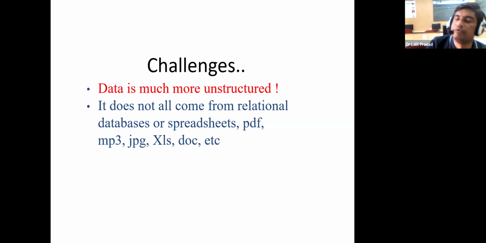Then data is much more unstructured. It does not all come from relational databases or spreadsheets. Sometimes it will be in PDF, MP3, JPG, Excel, documents, etc.